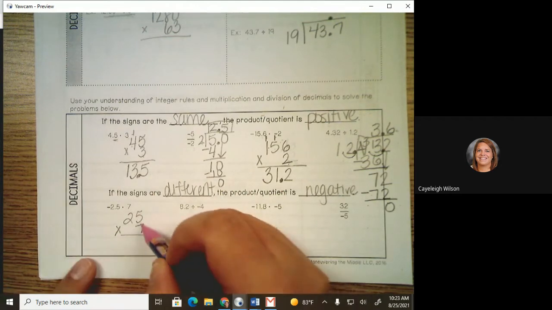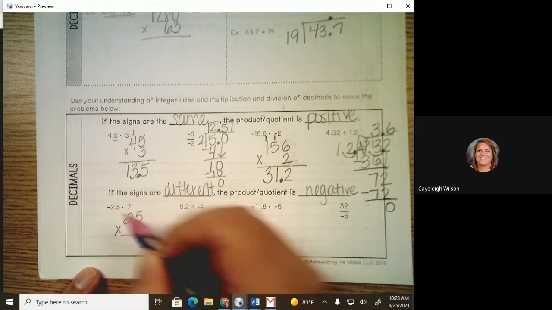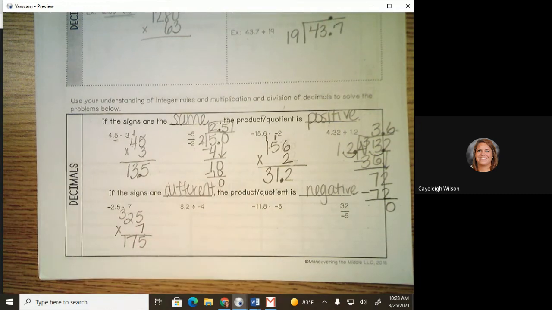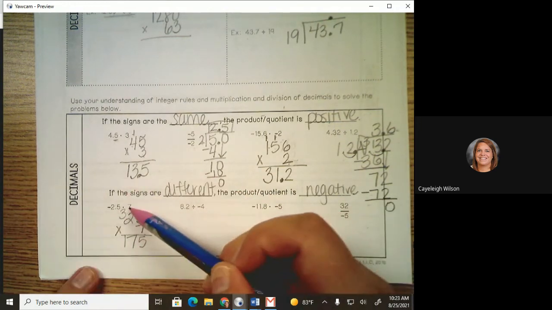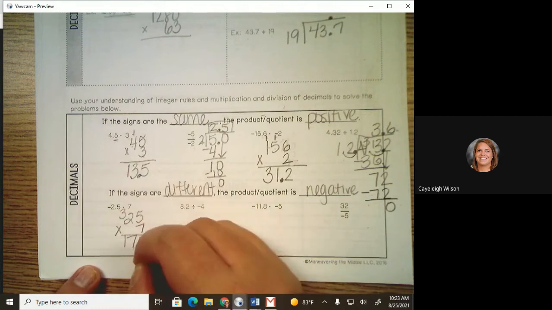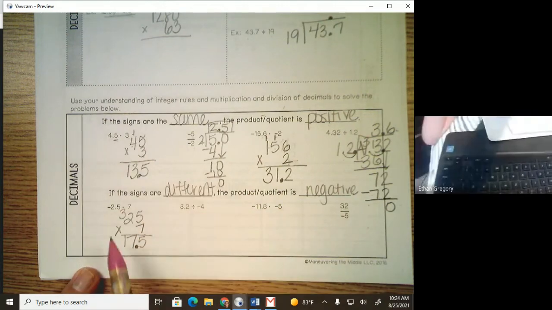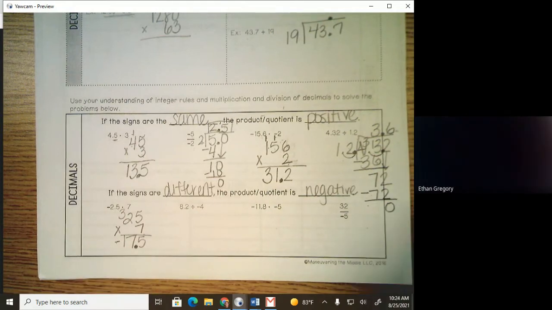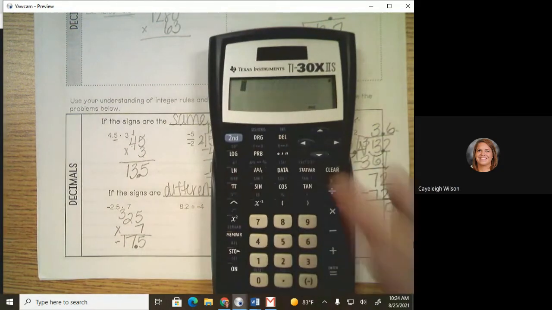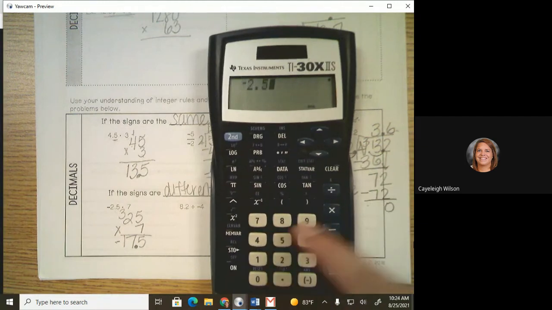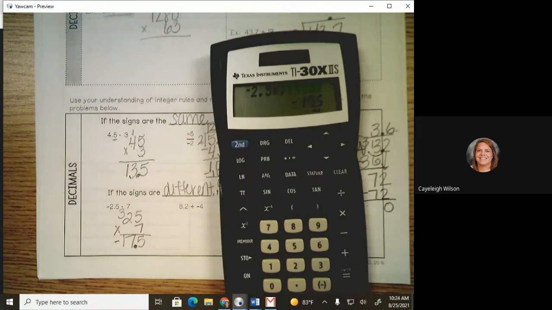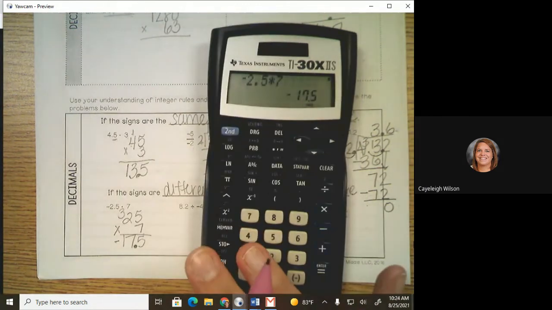Okay, so 5 times 7 is 35. 7 times 2 is 14, plus 3 is 17. And then I know that I have one decimal place, so I'm going to put one decimal place in. And I know that a negative times a positive is a negative. And once again, there's no reason you can't get out your calculator and check it. So negative 2.5 times 7, negative 17.5, bingo. Somebody's mic's not muted.